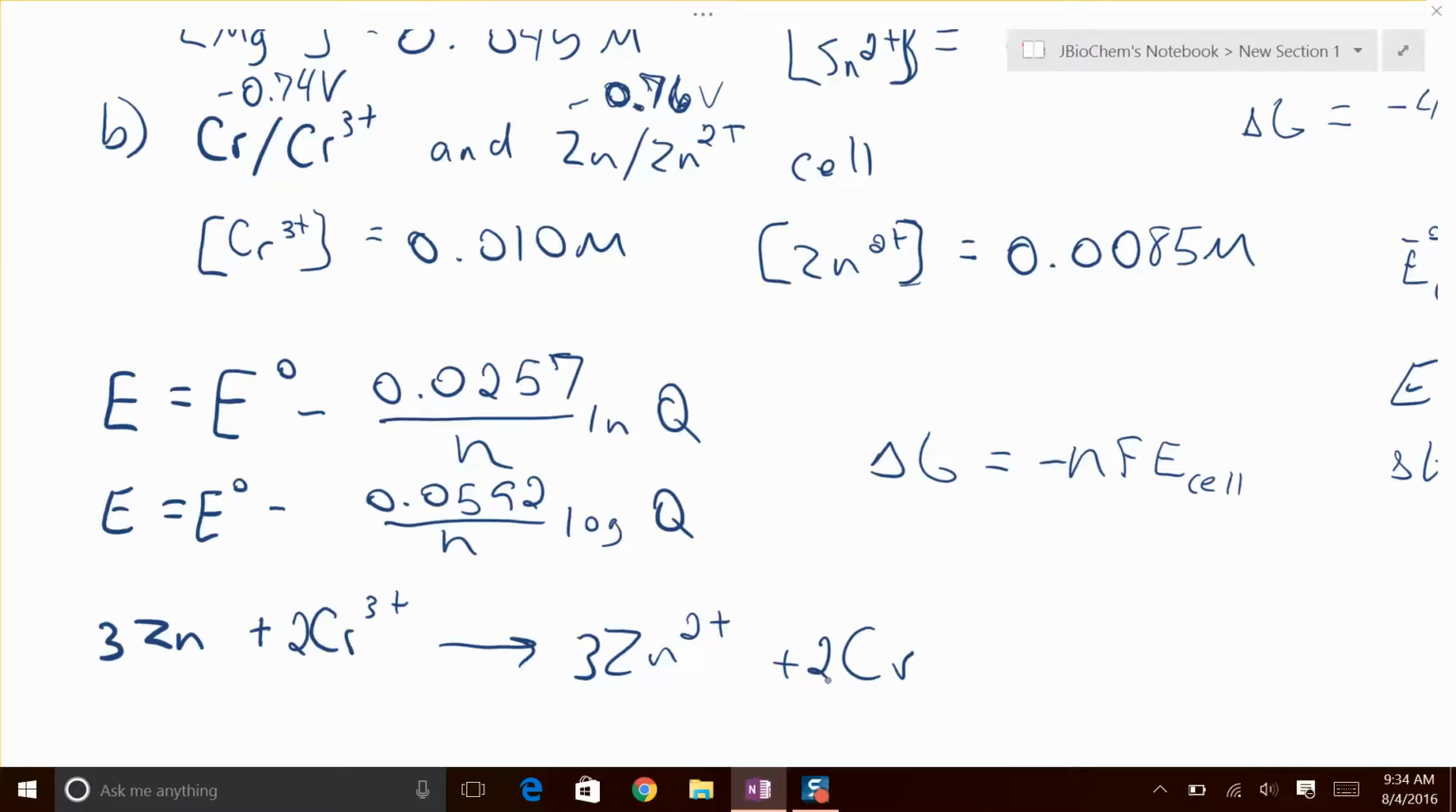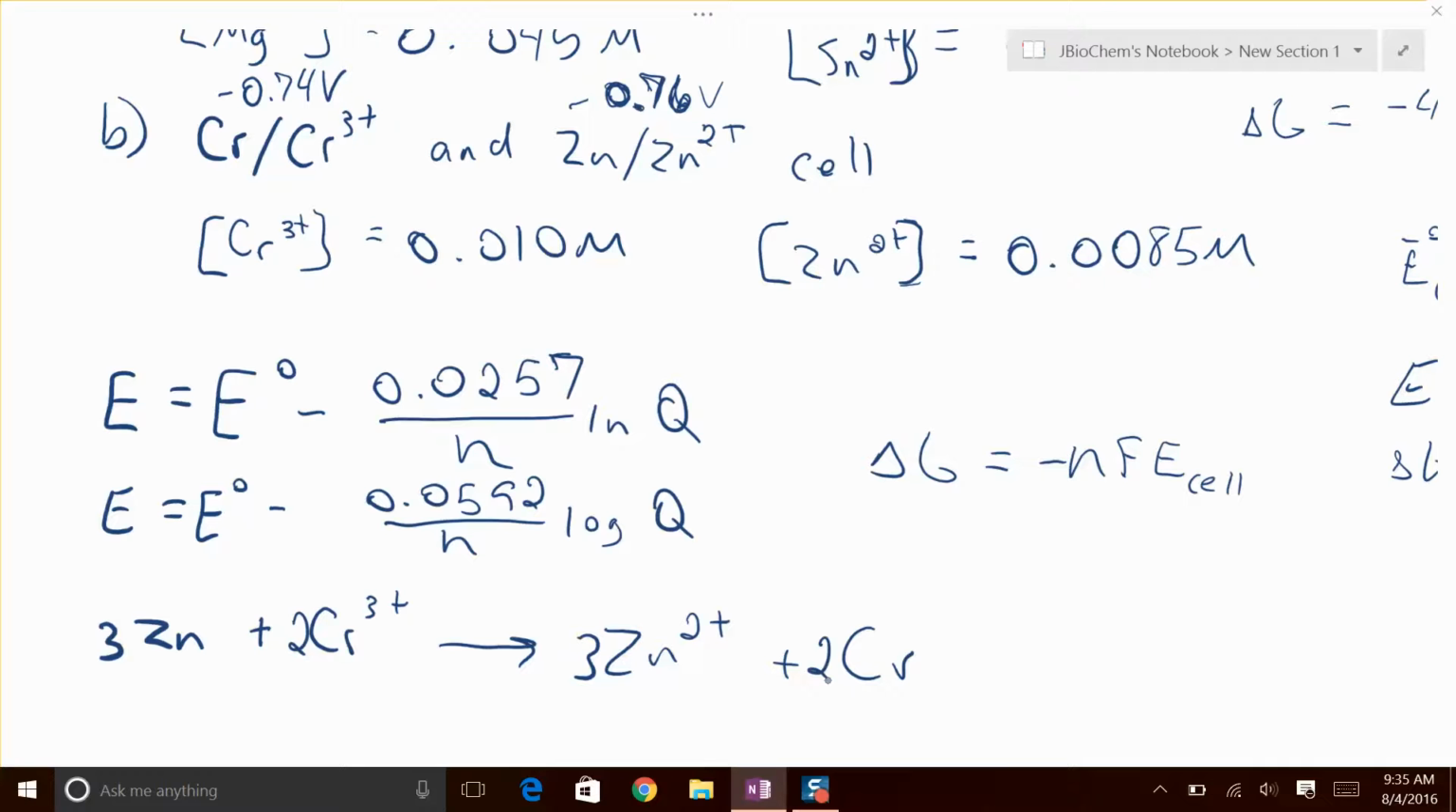Which one has a more positive reduction potential? Cr. Okay, so Cr has the greater reduction potential. That means Cr is the one that is more likely to be reduced. So how do you become reduced? You have to gain electrons. So that means I start out at Cr3+ to become reduced, and I go to Cr.